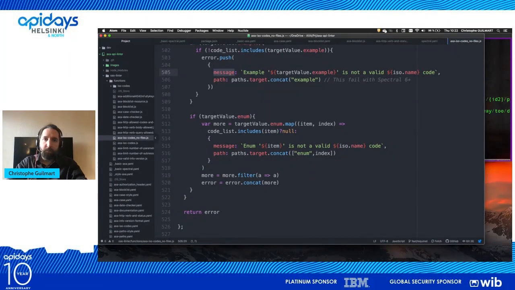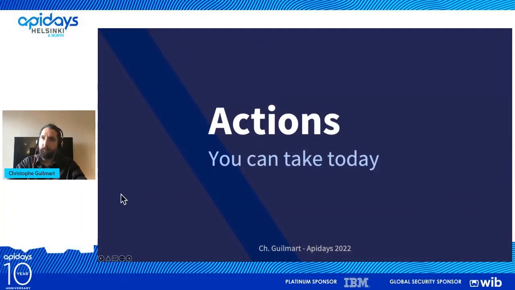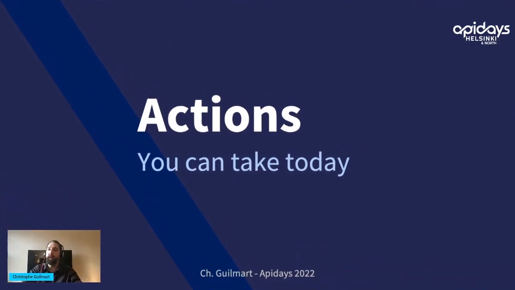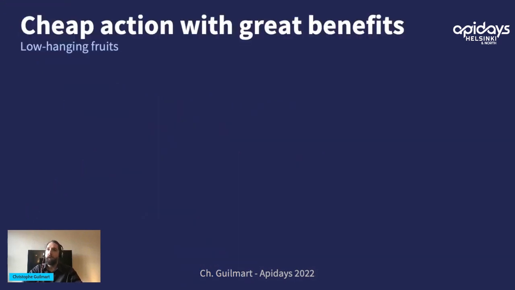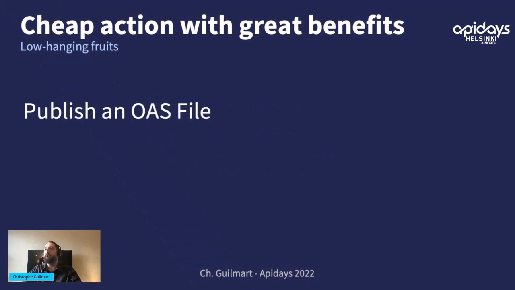And let's go back to the slides. Okay, so what can you do today? Because we saw a lot of very interesting talks at API Days, but I really want to call on you to actually do something about it today. The very first thing is to publish an OAS file or Swagger file. I assume most of you already publish an OAS file for your public or external API, but what about internal APIs? Did you publish one?